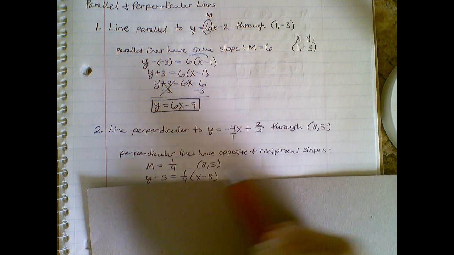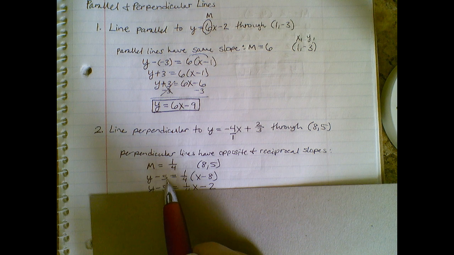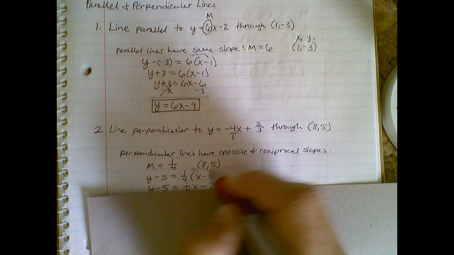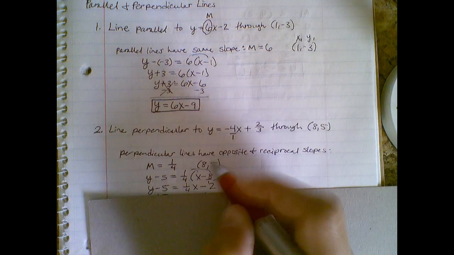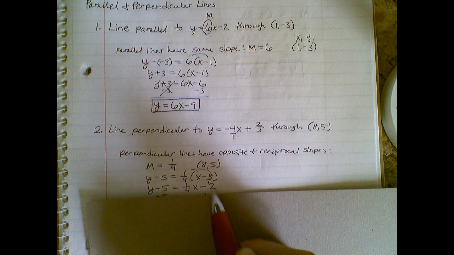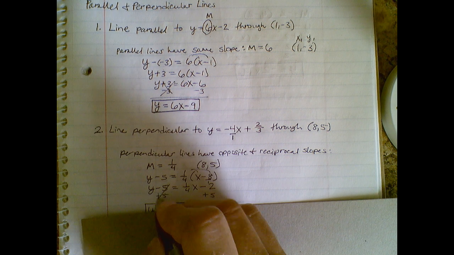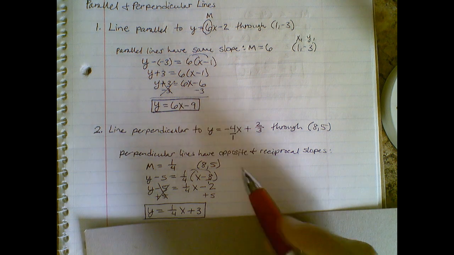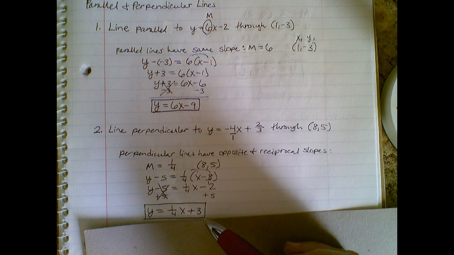And then my point, I'm going to use that point, (8, 5). I'm going to put it in point slope form. So y minus my 5 equals 1/4 times x minus my 8. And then I'm going to distribute the 1/4. So 1/4 times x, 1/4 times 8. Make that a fraction. Think top times top, bottom times bottom. So 8 divided by 4 is -2 then. Then I add my 5 over. Those 5's cancel out, so I'm left with y equals 1/4 x plus 3. And so notice that those slopes are opposite reciprocals. The y-intercepts could be the same or different depending on where those two perpendicular lines crossed.